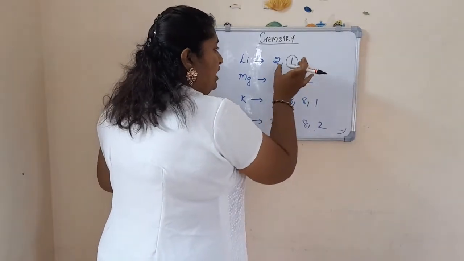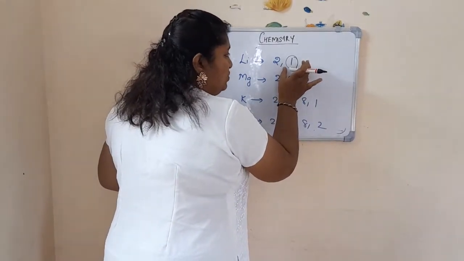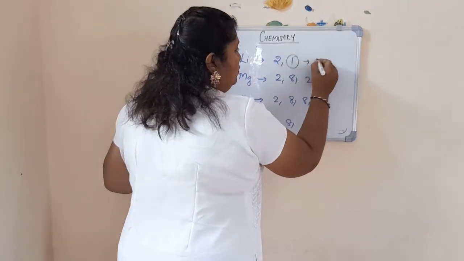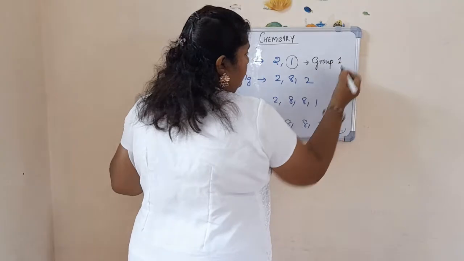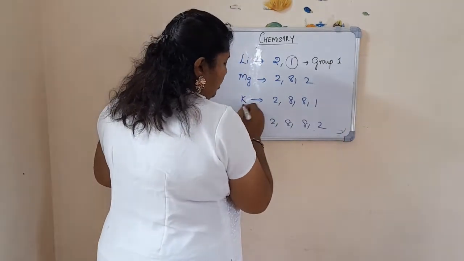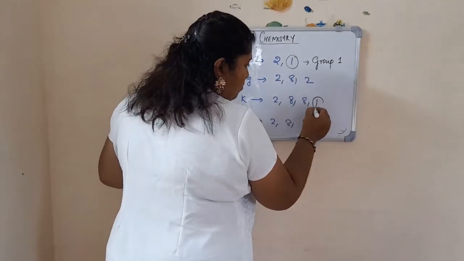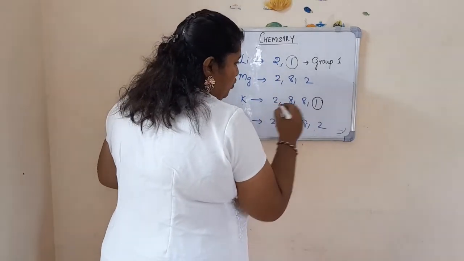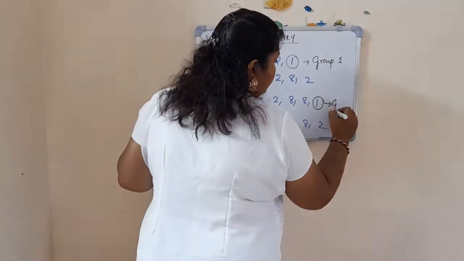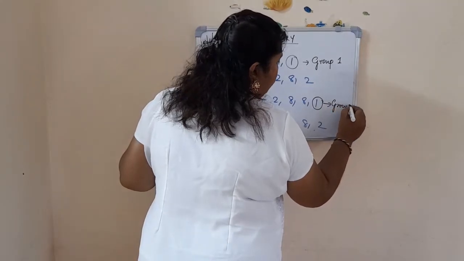If the number of electrons in the outermost shell is 1, it belongs to group 1. Here also, in potassium, the outermost shell, or the valence shell, contains only 1 electron. Then it belongs to group 1.